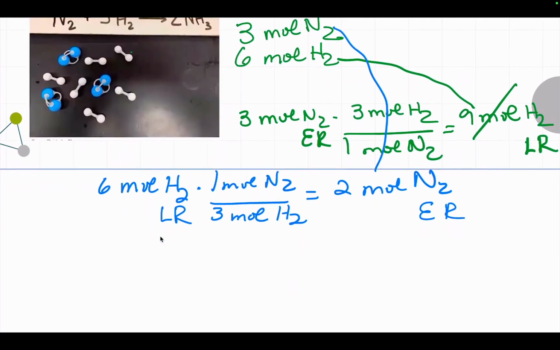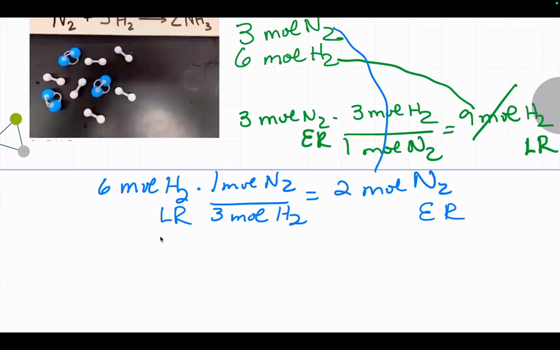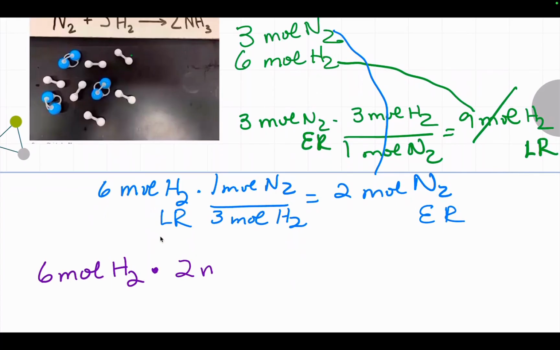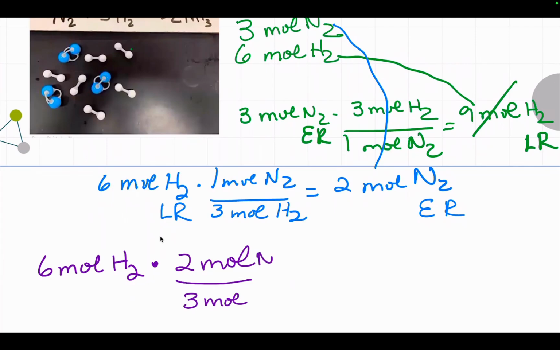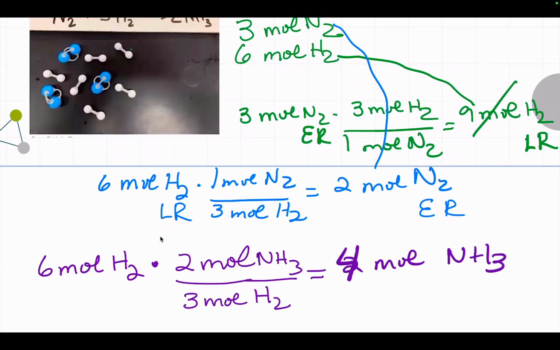So I'm going to start with my LR and calculate how much ammonia I can make. So I'm going to use my mole ratio. So 2 moles for every 3 moles of hydrogen. So I'm going to have 4 moles of ammonia, NH3, that I'm going to draw, or I would just talk about.